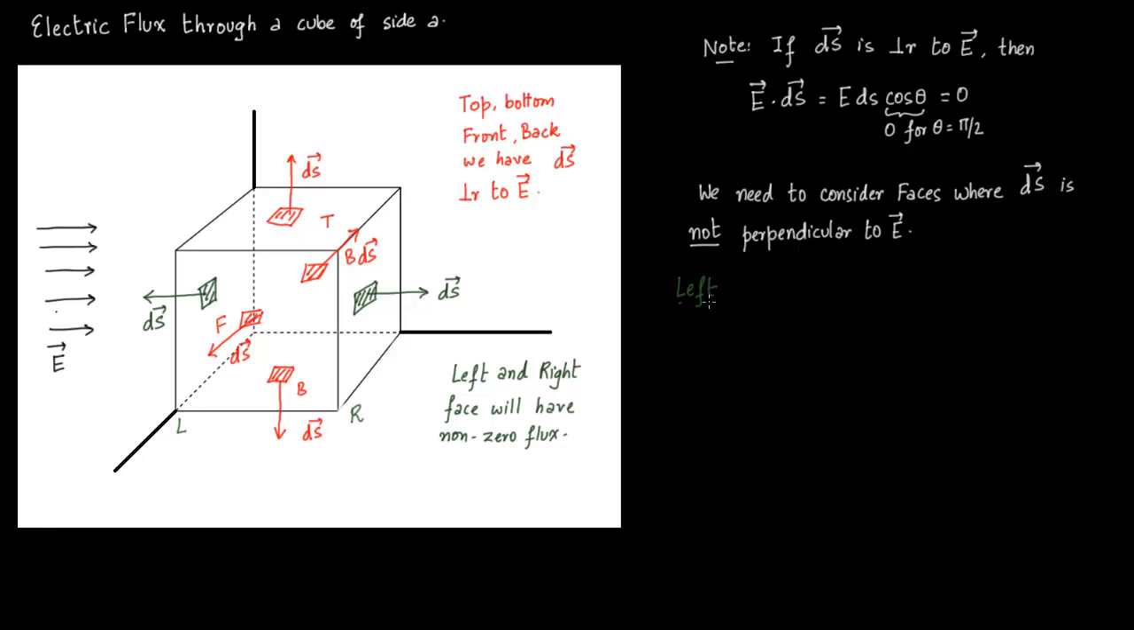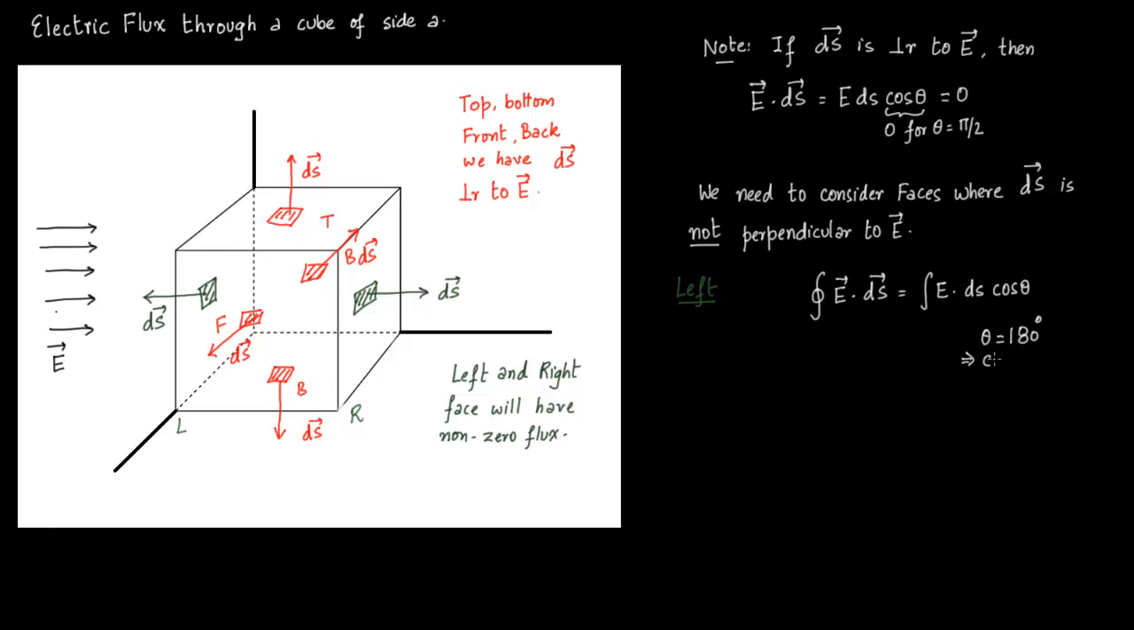So let us start with the left face. The flux is given as the surface integral of E vector dot product with dS vector. So this is E dS cos theta. Notice that we are talking about the left face. So dS vector and E vector are pointing in opposite directions. So the angle between them is 180 degrees.